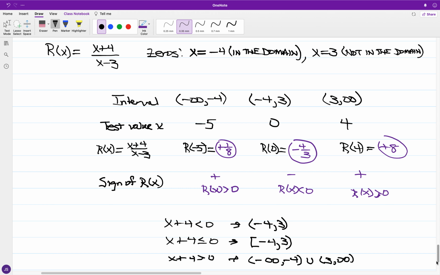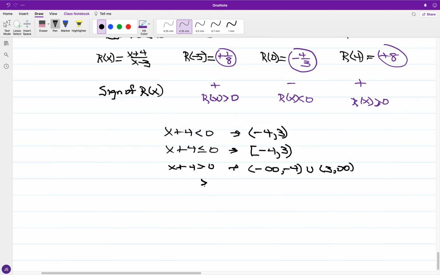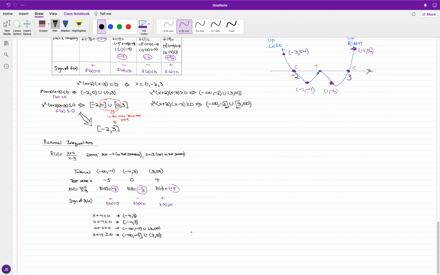So you have parentheses throughout, and then for greater than or equal to 0, again, -4 is in the domain, so that is going to be in the bracket. And again, 3 is going to remain in the parenthesis since 3 is not in the domain. So if you have your equal signs, you're going to put brackets around only those zeros that are in the domain. In this case, -4 is the only zero in the domain. So this is how all of this is going to play out.